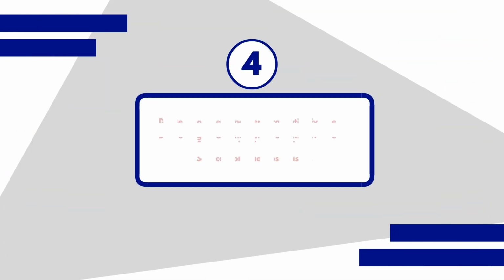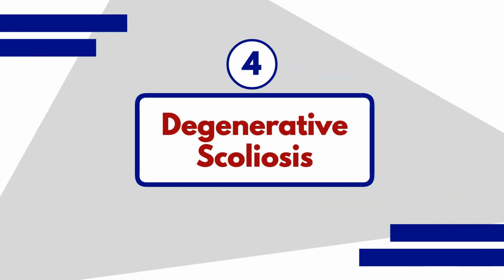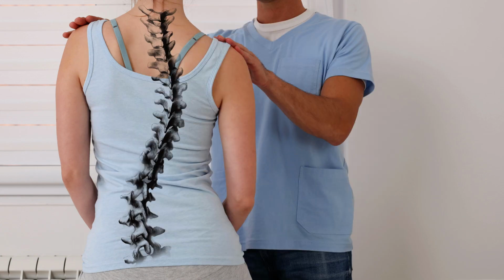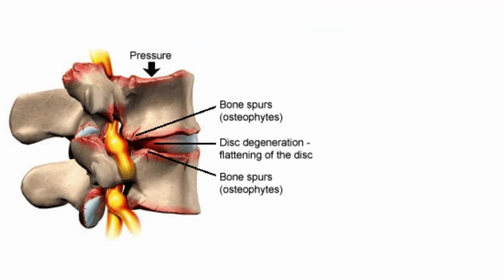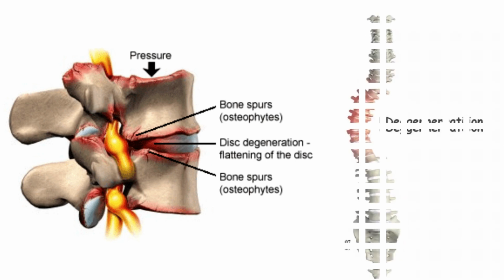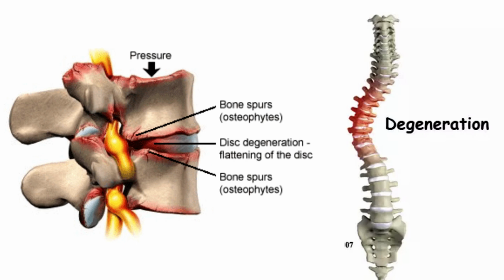Number 4. Degenerative scoliosis. Also known as adult-onset scoliosis, this type occurs later in life. It is caused by the wear and tear of the spinal discs and joints, spondylosis. As the structures of the spine weaken with age, the spine may begin to shift to one side.